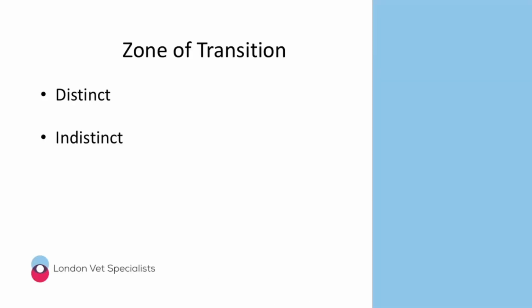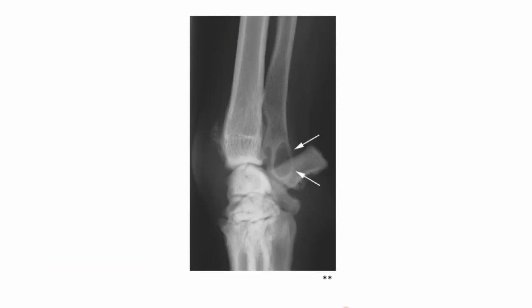So we've talked a little bit already about the zone of transition. Is it distinct or indistinct? If it's distinct and short, then it's much more likely to be a benign lesion. If it's indistinct and long, then it's much more likely to be an aggressive lesion. So let's take a look at some examples of distinct and indistinct zones of transition.